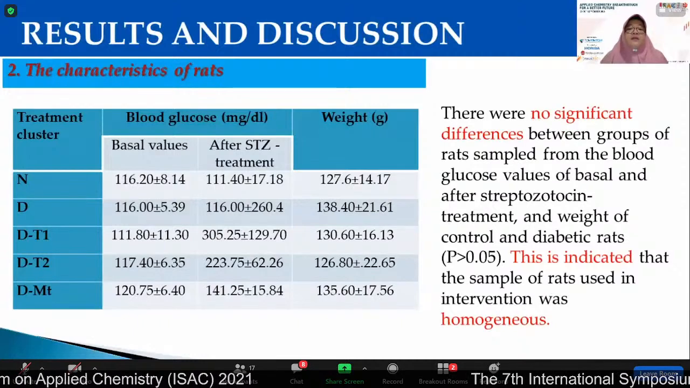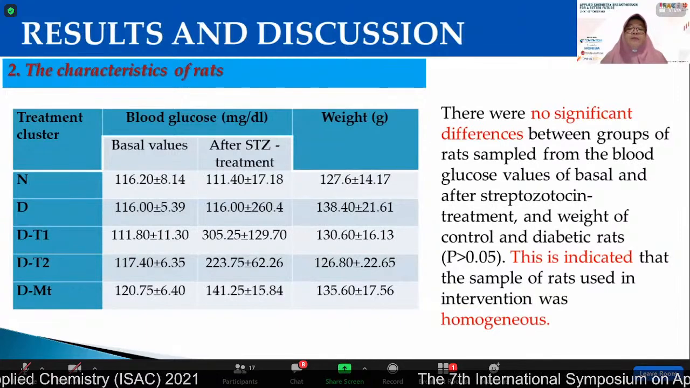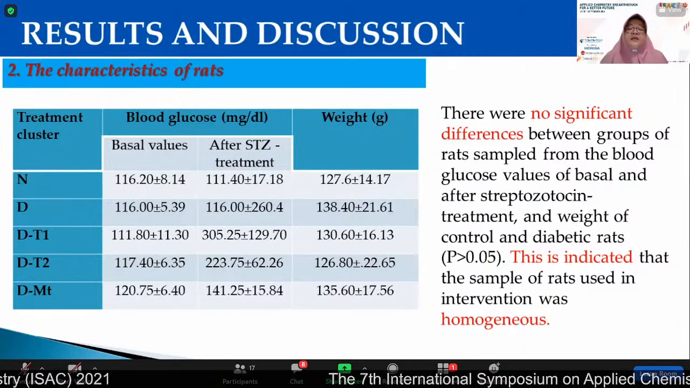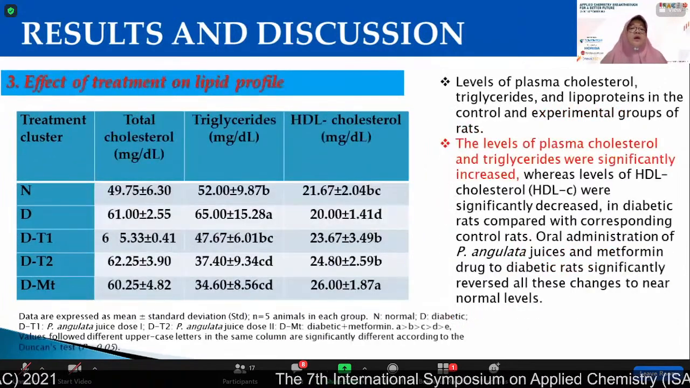The characteristics of the rats: there were no significant differences between groups of rat samples in the blood glucose value at basal and after streptozotocin treatment, and in the weight of control and diabetic rats. This indicates that the sample of rats used in the intervention was homogeneous.